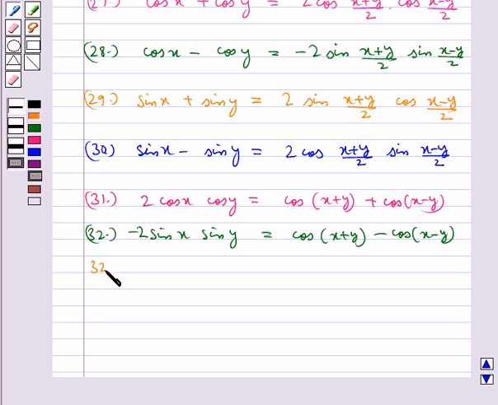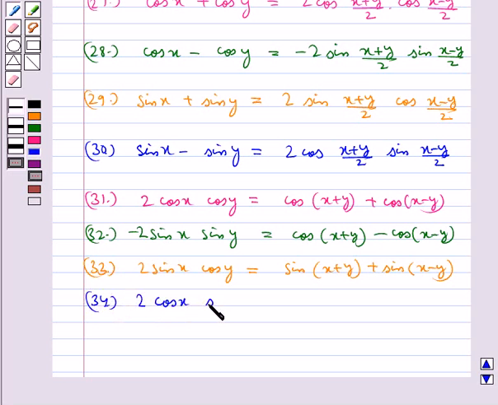Then 2 sin x cos y is equal to sin of x plus y plus sin of x minus y. Then 2 cos x sin y is equal to sin of x plus y minus sin of x minus y.